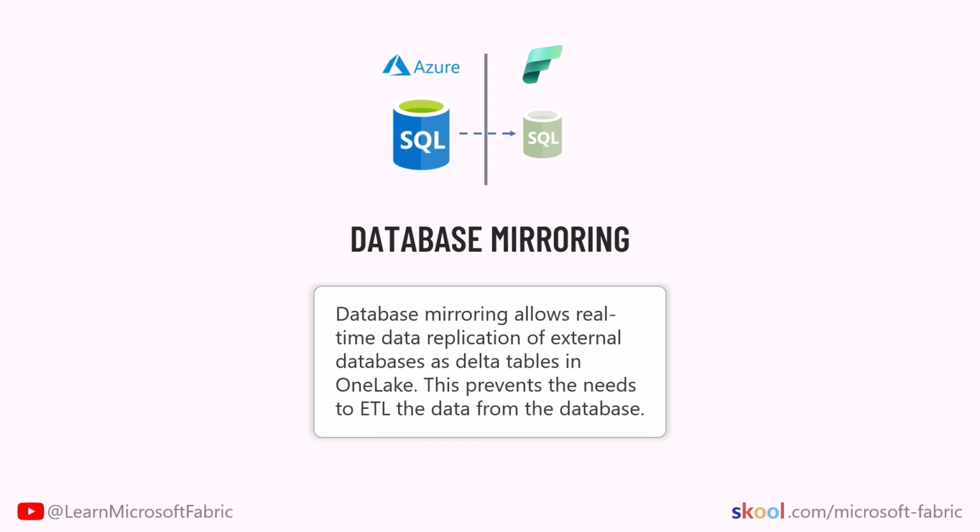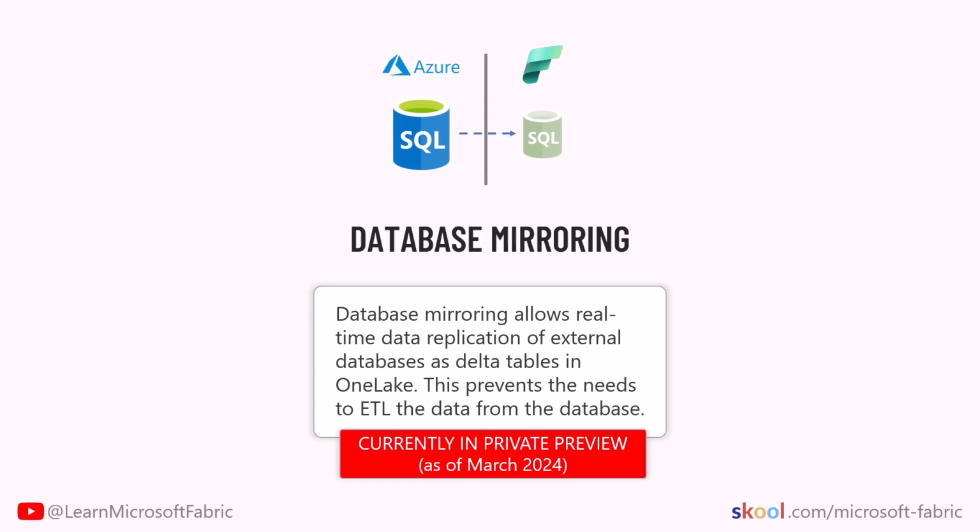Now, next, we're going to talk about database mirroring. This is a feature that is currently in private preview as of March 2024, but it is expected to be released in Q1 of 2024. So basically, I would expect to see that by the end of March. And a database mirror allows real-time data replication of external databases as delta tables in OneLake. And again, this prevents the need to ETL the data from the database.